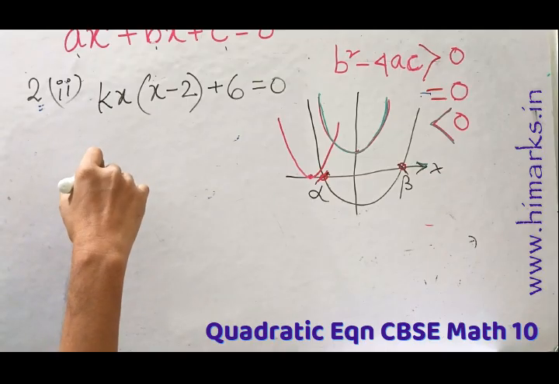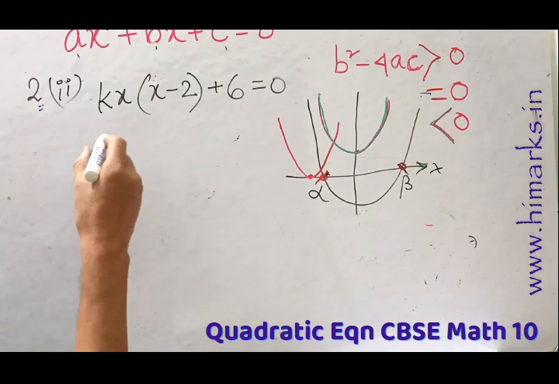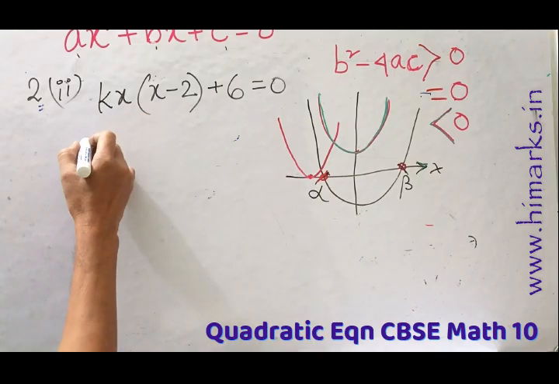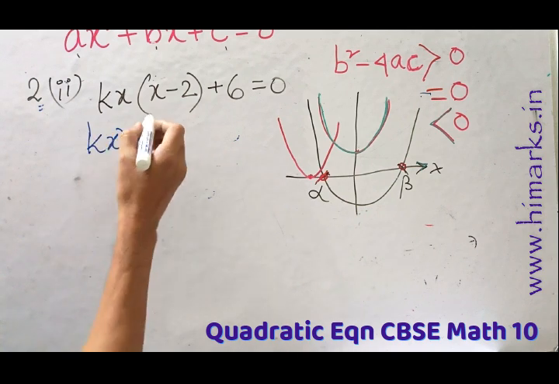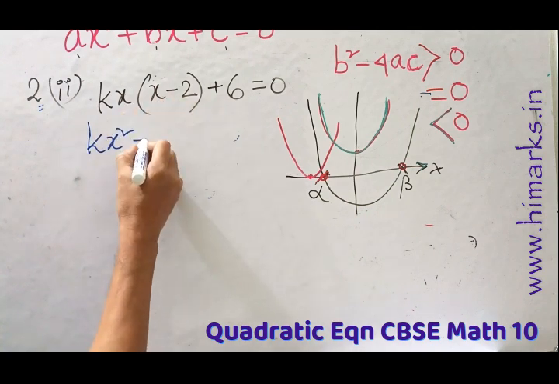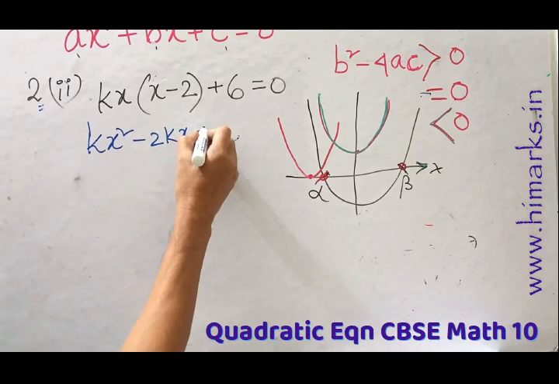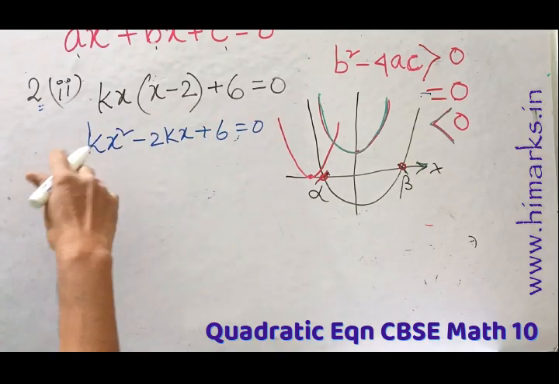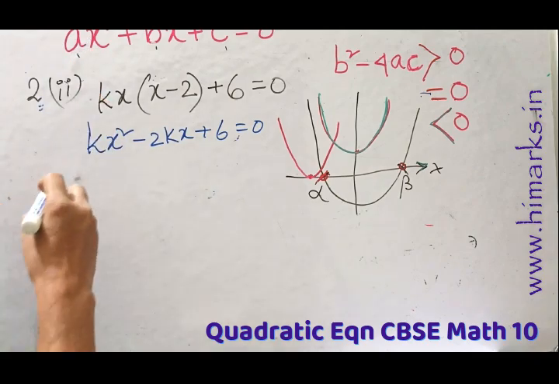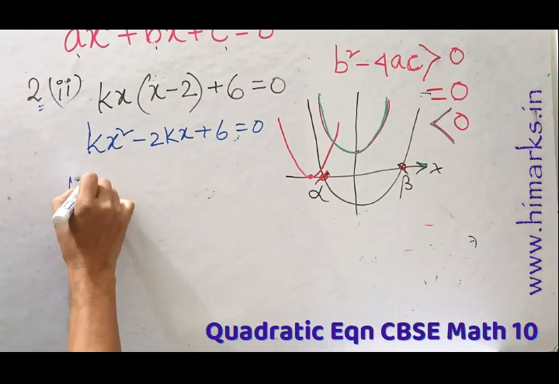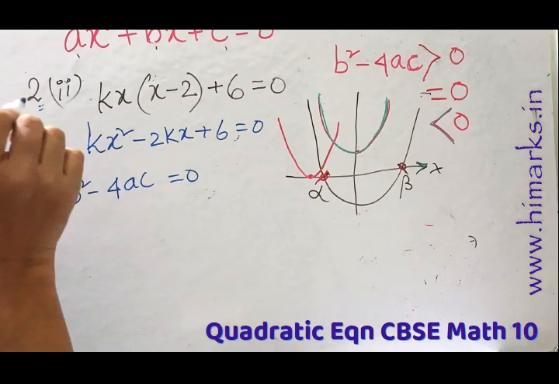Okay. So before that, this equation is not in the standard format, so we'll bring it to a standard format. How can we do that? We will multiply kx into x, kx square, kx into minus 2 is minus 2kx, plus 6 equal to 0. Now you see that the equation is in a standard format. So next is your discriminant, b square minus 4ac will be 0.